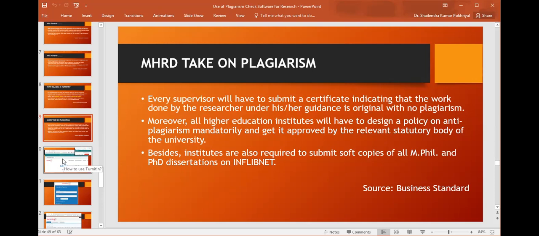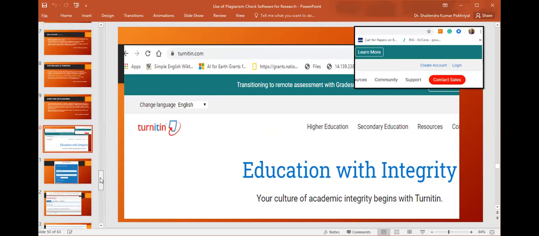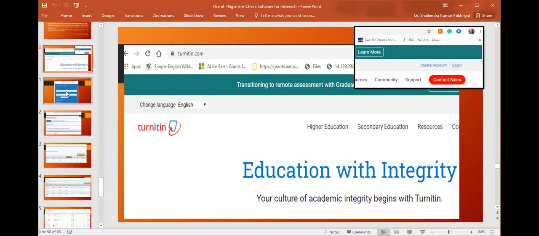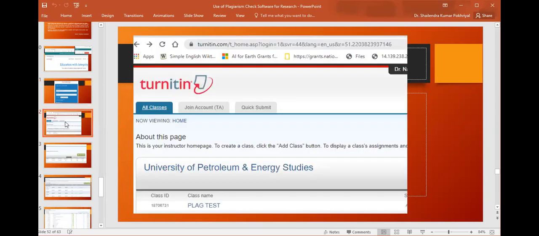So, sir, please next slide. So here you have the Turnitin access. You have to log in on the right hand side. You have to click on that. Next slide, sir. So you have to give your email ID and password, and this email ID and password is basically given to you by your institute or you will get it from any other source. Then you can log in.